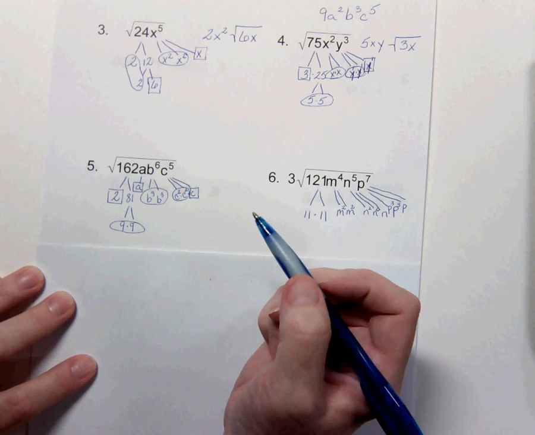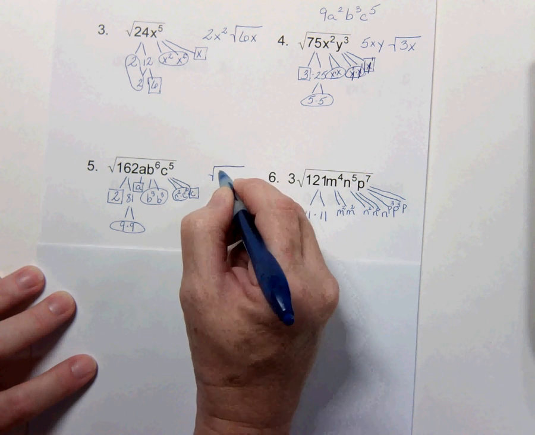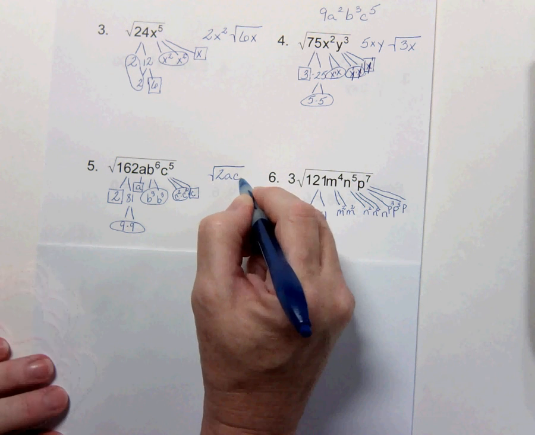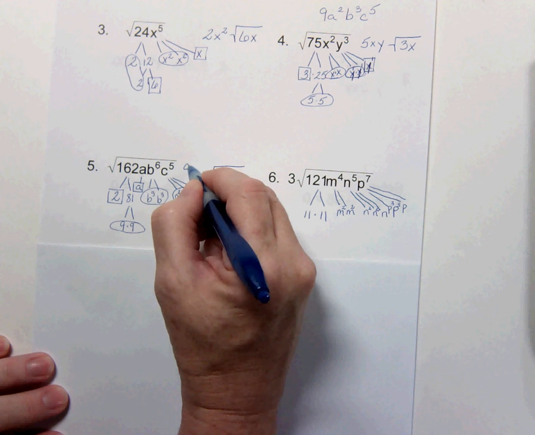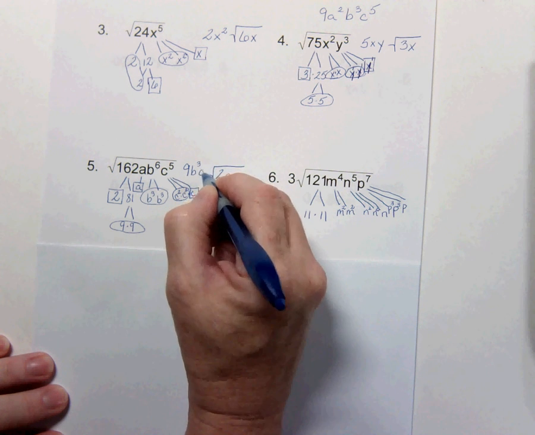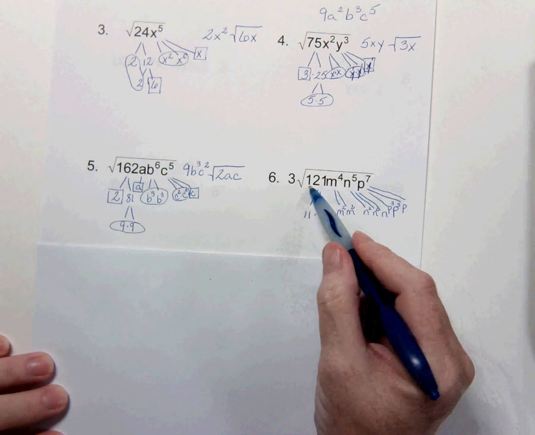Look at everything that's boxed. Everything that's in the box stays under the radical: a 2, an A, and a C. Everything that's paired up goes to the outside: 9, b to the 3, c to the 2. Alright, this is actually a perfect square.